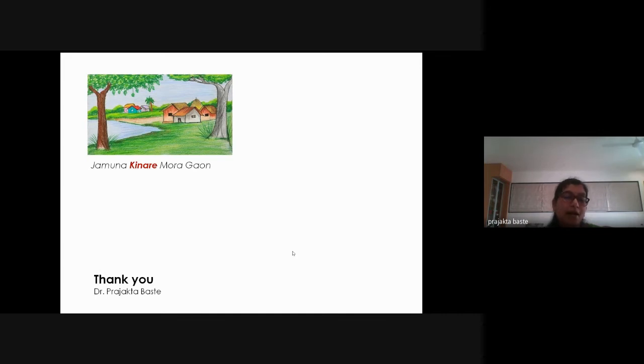"Jamuna Kinare Muragaon." This is one idealistic picture from a childhood that we always nurture in our minds. How will be my house? Where is my village? Where do I live? Where do I come from? And this is the association that we share with this kind of an important ecological feature of a river. Thank you.